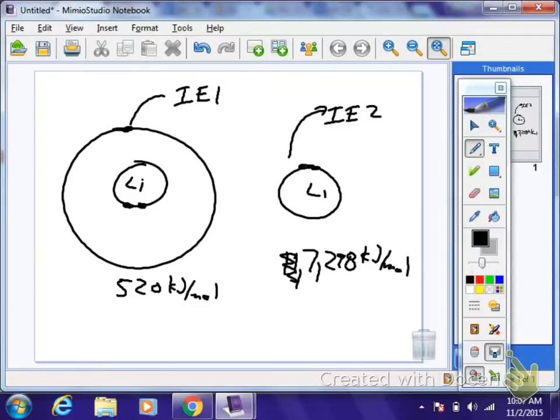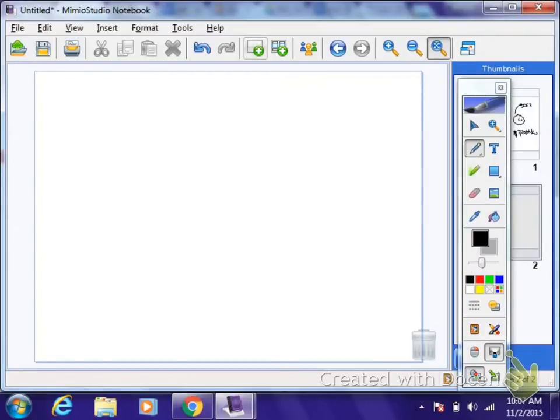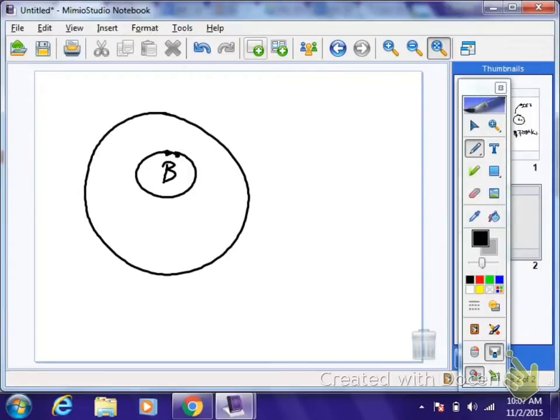So I'm not going to do a bunch of these, but I'm going to do 2 of them. So the next one we have, let's just skip beryllium and go to boron. So here's the boron. It's got its 2 electrons in the inner shell. And then it has how many electrons in the second shell? 3, right? Okay. So this is 1s2, 2s2, 2p1. All right?